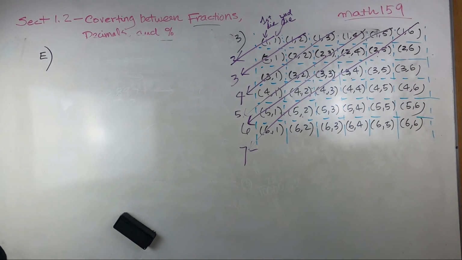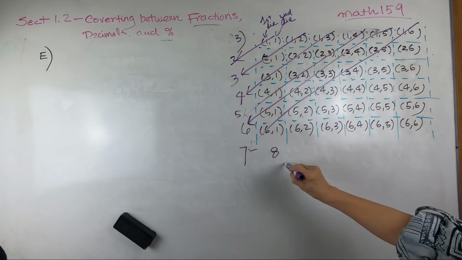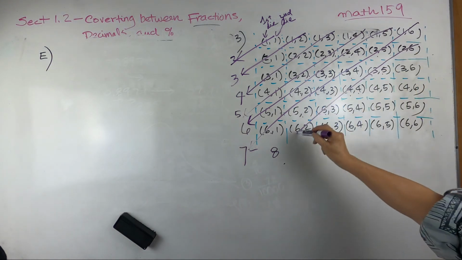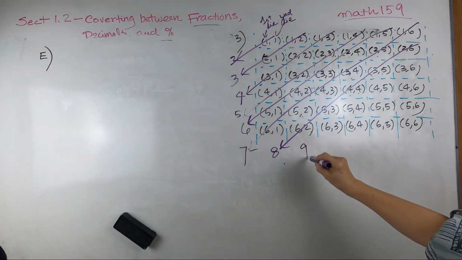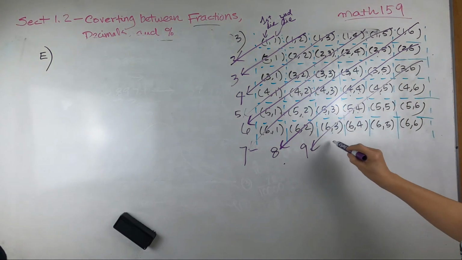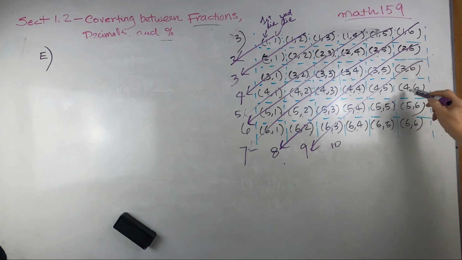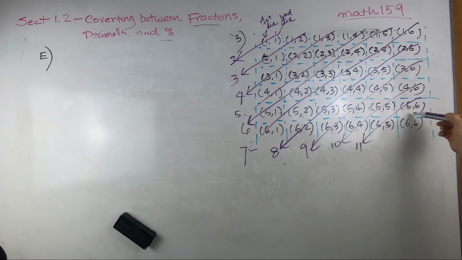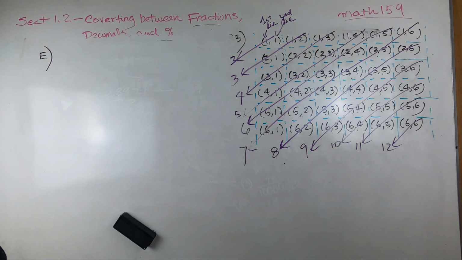And if you want to add it to 8, that would be 6 and 2, 5 and 3, 4 and 4, 3 and 5, 2 and 6, right? If you want to add it to 9, that would be 6 and 3, 5 and 4, 4 and 5, 3 and 6, right? If you want to add it to 10, that would be 6 and 4, 5 and 5, 4 and 6. If you want to add it to 11, 5 and 6, 6 and 5. Then if you want to add it to 12, both have to be 6 and 6, right? So if you add the two together, it will be this case.